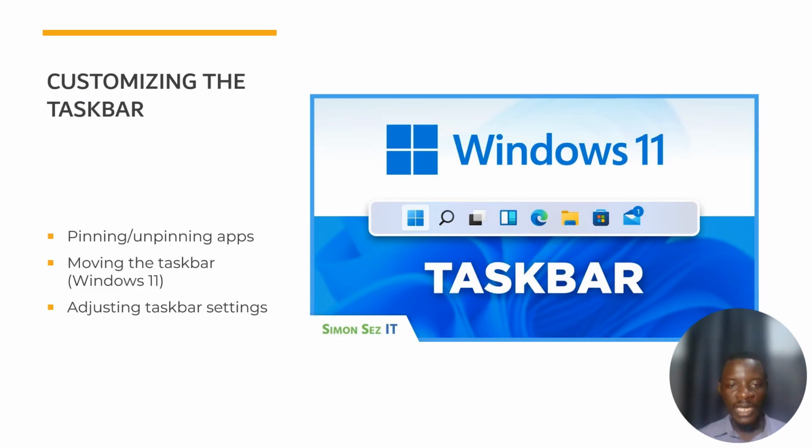So what are the things you can customize? Pinning apps, which we have talked about, and moving your taskbar to the left or to the center. That's why I emphasize Windows 11. Then you have adjusting taskbar settings, like changing the size, or making it auto hide. If you want enough room on your PC, you can auto hide your taskbar, and when you hover over that section, it comes back up. So this is what you can customize on your taskbar.